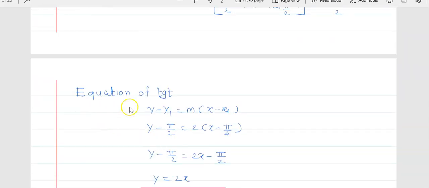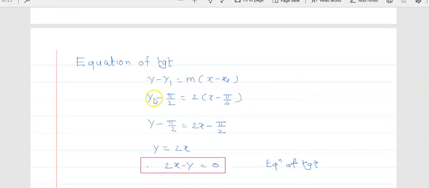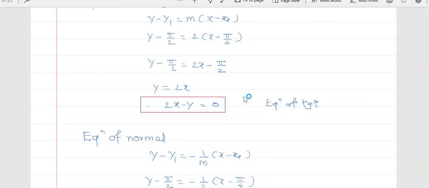Now the next is the equation of the tangent. That is y minus y1 is equal to m in bracket x minus x1. That is y minus pi by 2 is equal to 2 in bracket x minus pi by 4. And after simplification, you will get the equation of the tangent y is equal to 2x. That is, this tangent passes through the origin, that is 2x minus y is equal to 0. This is the equation of the tangent.